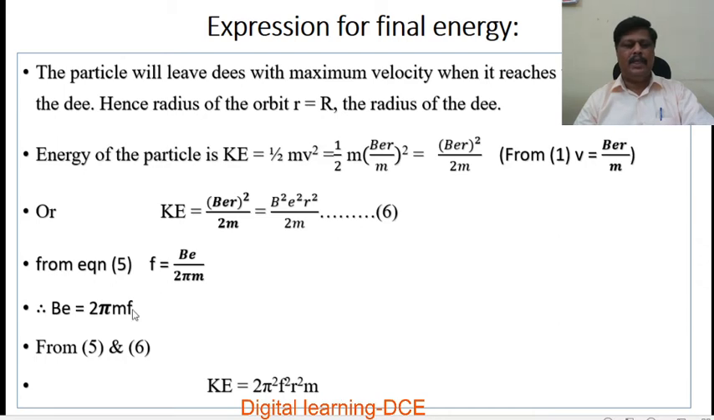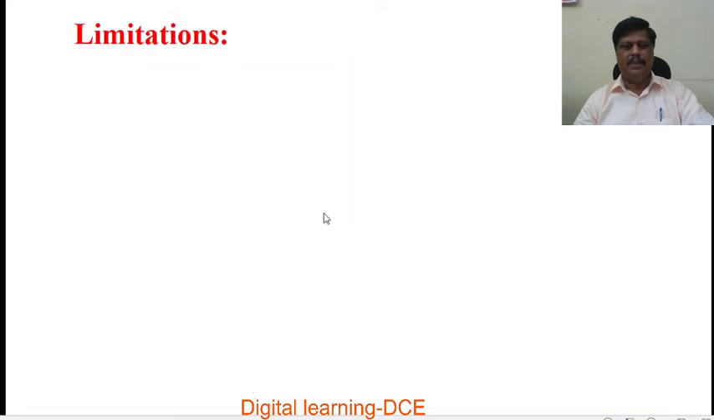From equation 6 and from equation 5, B is equal to 2 pi m f. Substitute for B q in this equation and simplify. We get another expression for kinetic energy, equal to 2 pi square f square r square m. This is the expression for kinetic energy, and this is another expression.